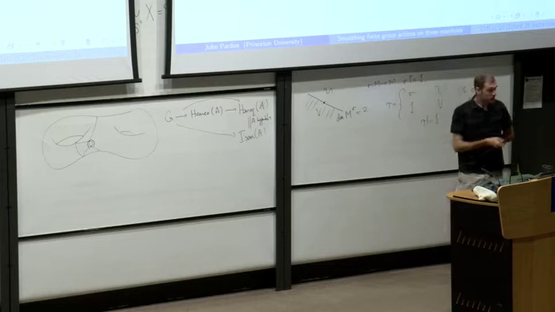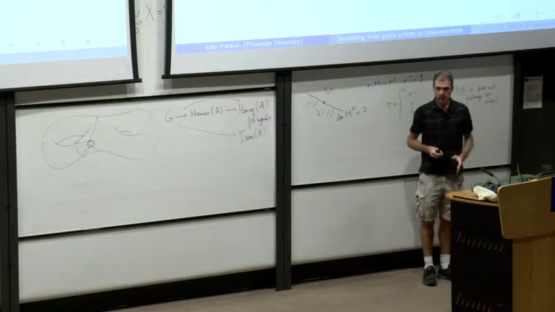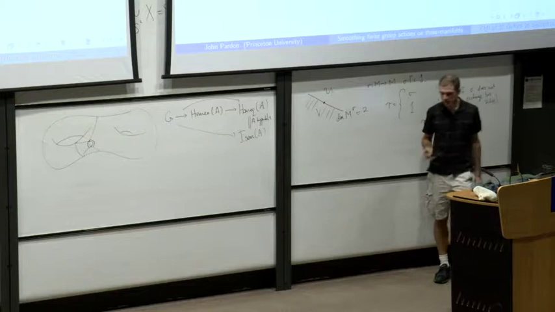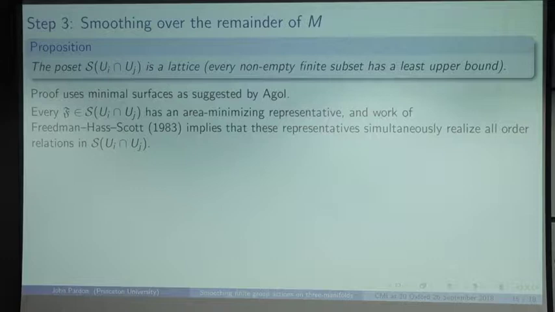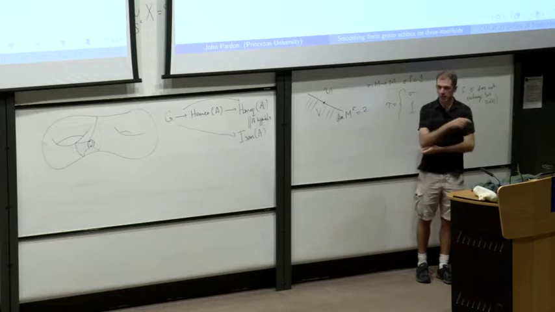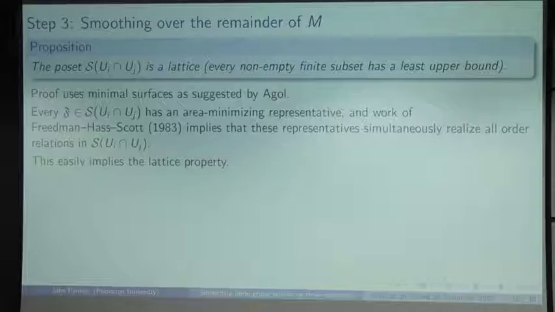So what is the upshot? If you use these area minimizing representatives, for every element of this collection of isotopy classes you choose its area minimizing representative. These simultaneously realize all the order relations in the poset. This was not at all obvious from the definition. I sort of expect there is a completely topological proof, but it's definitely a non-trivial property, which relies crucially on being in three dimensions. Once you have this, you get the lattice property essentially for free, from the fact that you can choose representatives simultaneously realizing all the order relations.